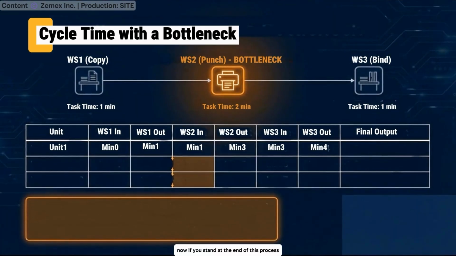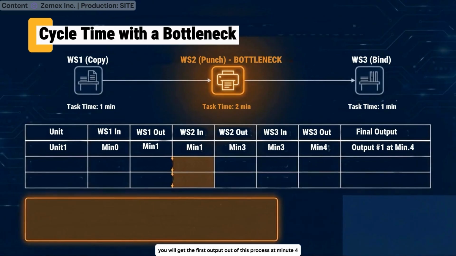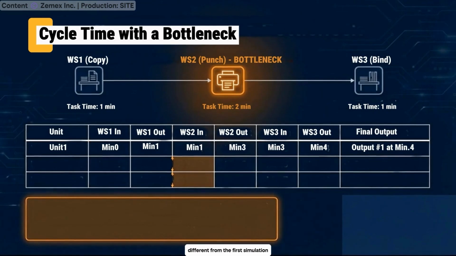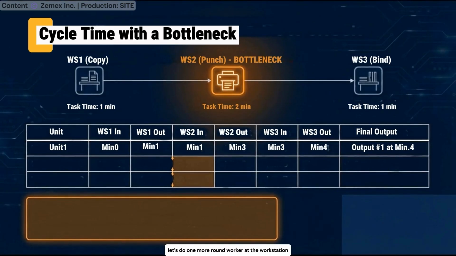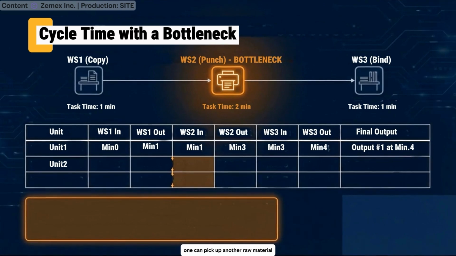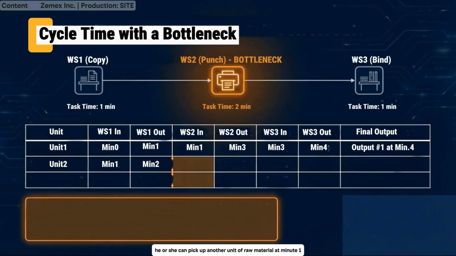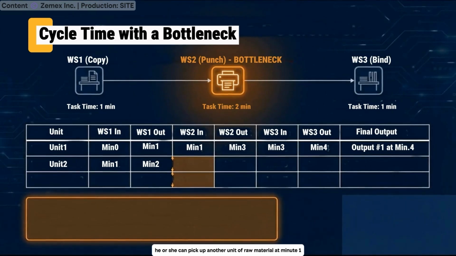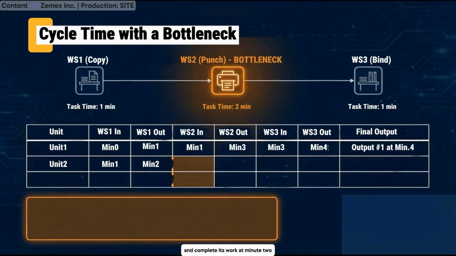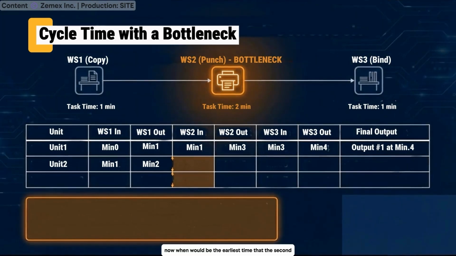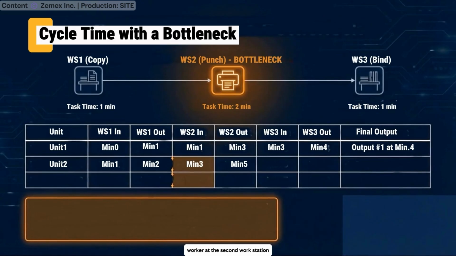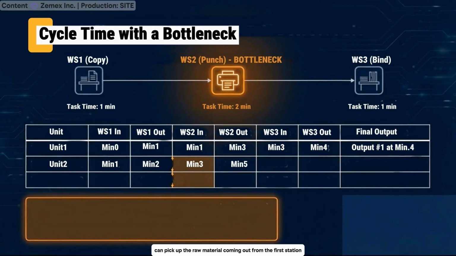Now, if you stand at the end of this process, you will get the first output out of this process at minute 4, different from the first simulation. Let's do one more round. Worker at workstation 1 can pick up another raw material. After the first worker completes the first paper, he or she can pick up another unit of raw material at minute 1 and complete its work at minute 2. Now, when would be the earliest time that the second worker at the second workstation can pick up the raw material coming out from the first station?